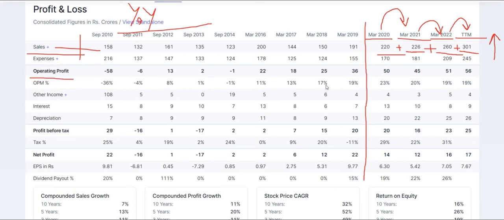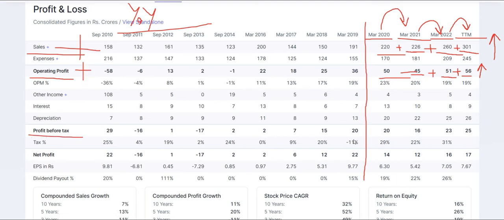Come to operating profit. It is 50 crore rupees. From there, it decreased to 45 crore rupees. Further increased to 51 crore rupees. Then further increased to 56 crore rupees. So only in 1 year its operating profit has decreased. Apart from that, in 3 years it is increasing only. So we'll mark it in a positive manner.